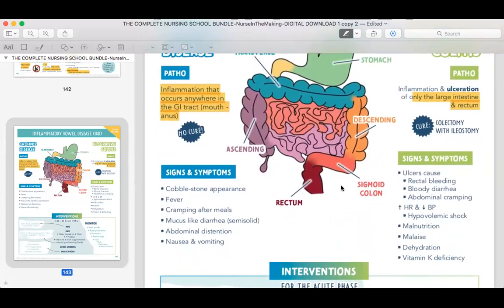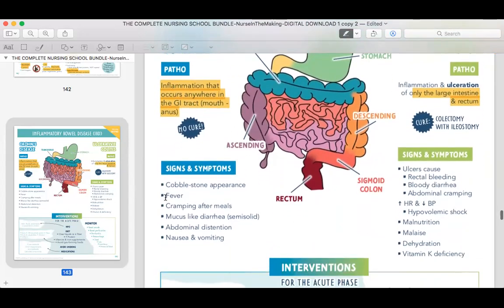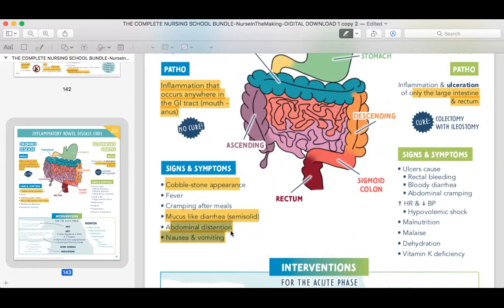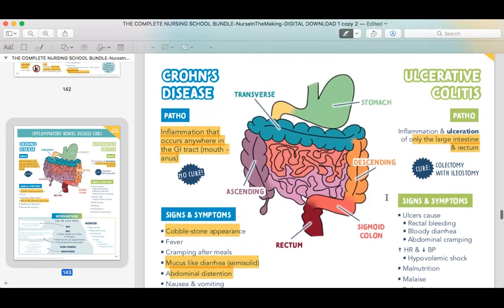So, signs and symptoms of Crohn's disease. You have to know that you get cobblestone appearance and mucus-like diarrhea, semi-solid. And I believe you also get abdominal distension. I have seen that one, I think, somewhere.